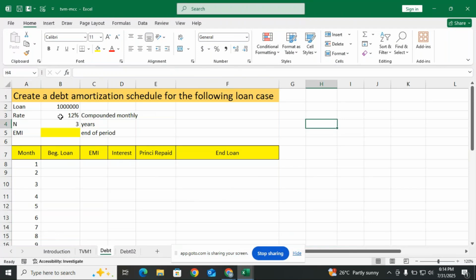So here, the loan amount taken is 10 lakhs. The rate of interest is 12%, again compounded on a monthly basis. The number of years, which is N, is 3 years. Here we have to calculate the EMI. I think you should be able to calculate the EMI in today's class. Yesterday you learned how to calculate the EMI, and I want the answer for the same.